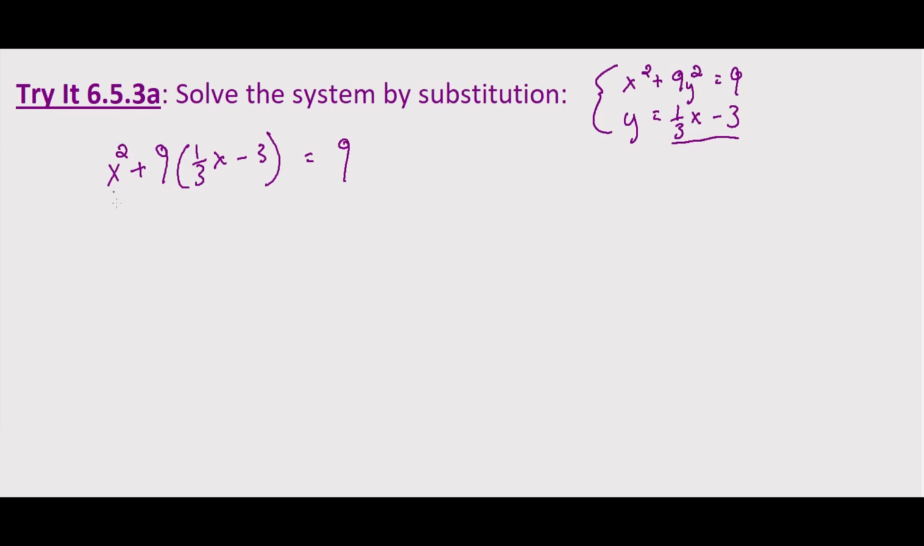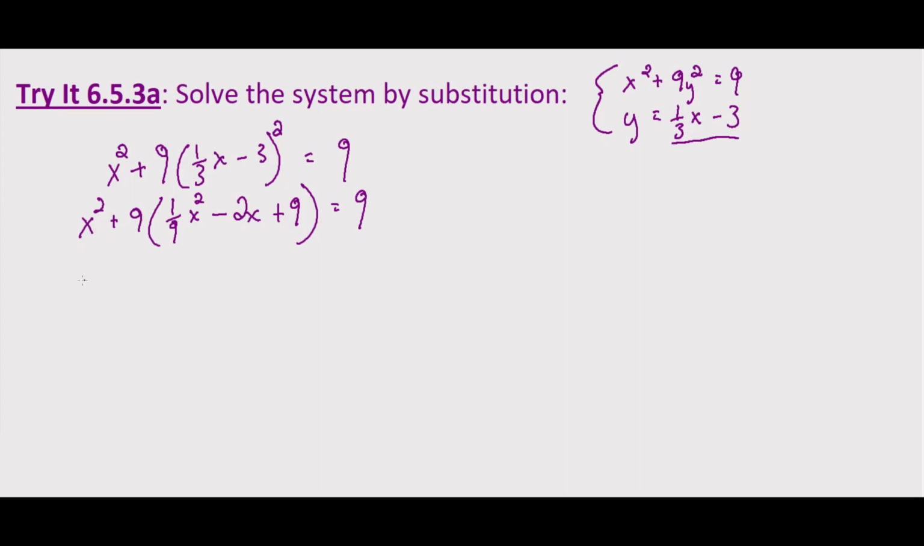So we'll go ahead and start to simplify by squaring what's in our parentheses. So we end up with x squared plus 9 times 1/9 x squared minus 2x plus 9, just using the FOIL method to multiply through (1/3 x minus 3) squared. And everything still equals 9.